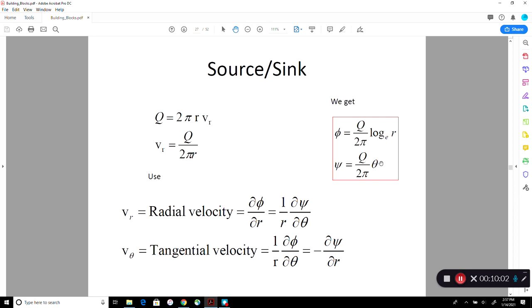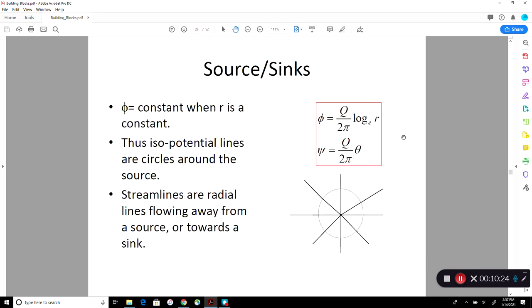In the same way, here you cannot have a function of r added to it, even though it will still satisfy this relationship, because the function of r will produce a non-zero V theta. Therefore, this is the solution for phi and psi, plus an arbitrary constant that we could choose to satisfy the boundary condition, as we will see later.